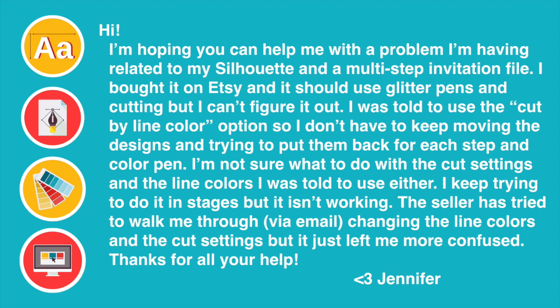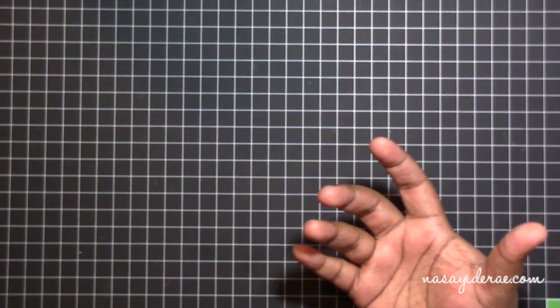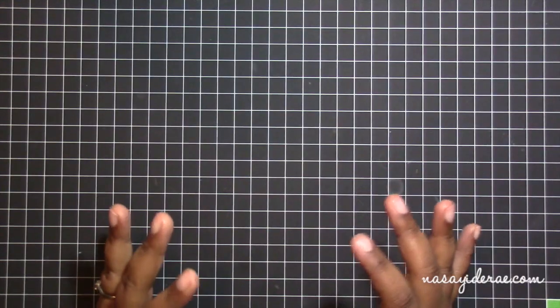And what happened is she was told that she needed to cut by line color because that design she's using utilizes cut lines and it utilizes glitter sketch pens in the design that she saw. And right now, what she's trying to do is drag away pieces of the design and cut it and then drag those pieces back, and it's just not working for her.